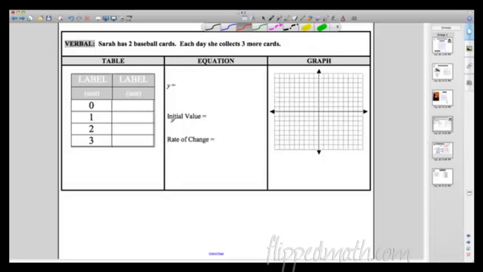Well, we're looking for 2 things. We're looking for initial value and rate of change. So when I look for this, what does Sarah have? What does she start with? Well, first sentence, Sarah has 2 baseball cards.